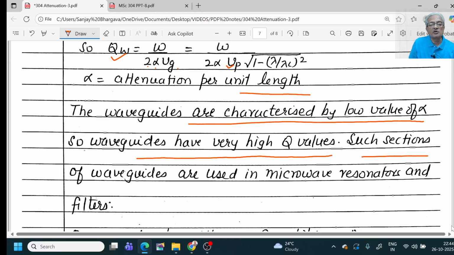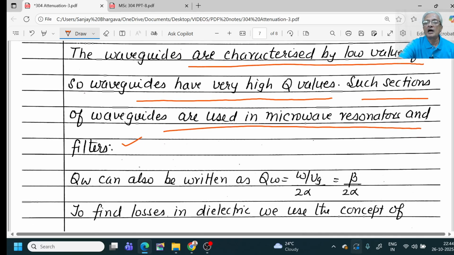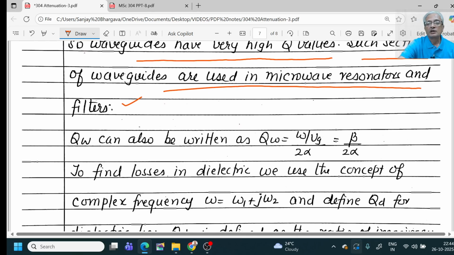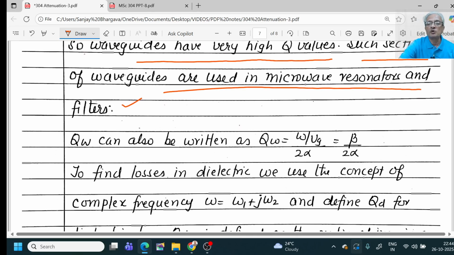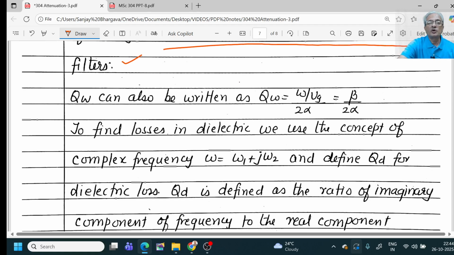Such sections of waveguide are used in microwave resonators and filters. The waveguides are characterized by low value of alpha, so they have very high values of Q. So we use such sections of waveguides to make microwave resonators and filters. We can also write QW this way: QW can be written as omega upon Vg upon 2 alpha, and omega upon Vg is propagation phase constant beta.